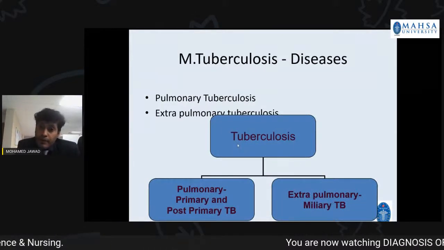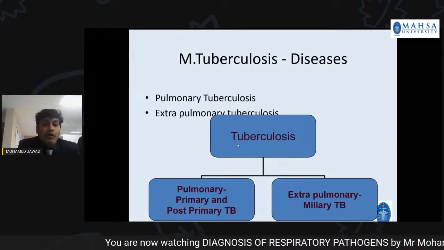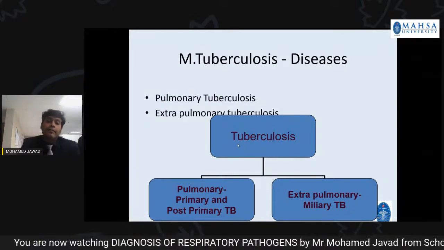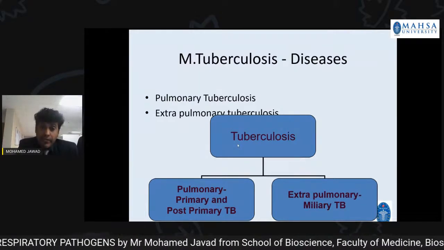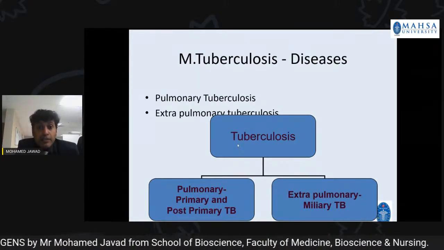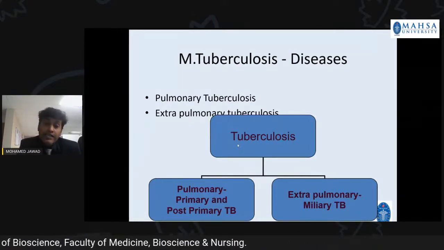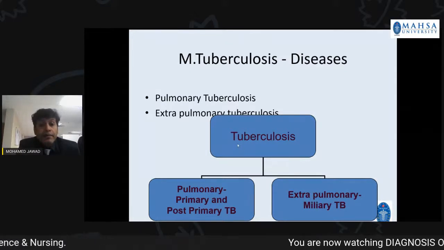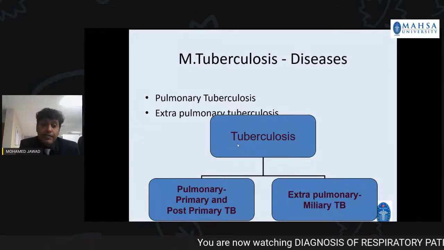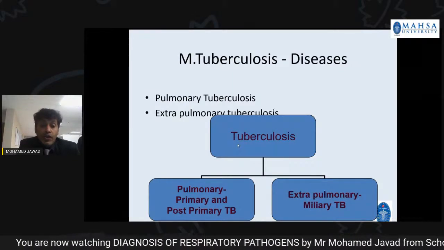There is a disease we have to classify into pulmonary and extra pulmonary tuberculosis. Pulmonary tuberculosis mainly affects the lungs. The mode of transmission is through inhalation, and the primary site of infection is the lungs. So pulmonary infection only infects the lungs. Then extra pulmonary tuberculosis disseminates to other organs. From the lungs, it disseminates into various organs.